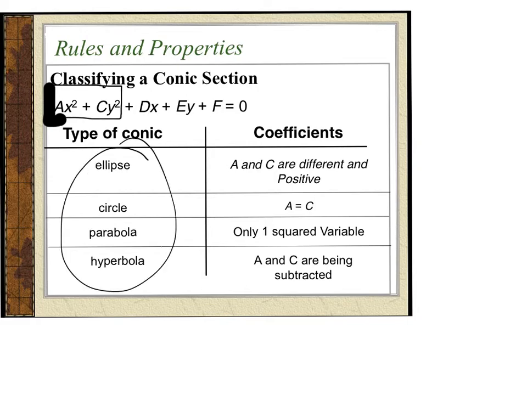So just to summarize, A and C are different and positive for an ellipse. A is equal to C for a circle. Only one of the squares for a parabola, and for a hyperbola, A and C are subtracted. That's all we're looking for.